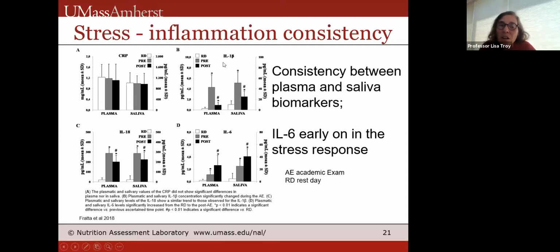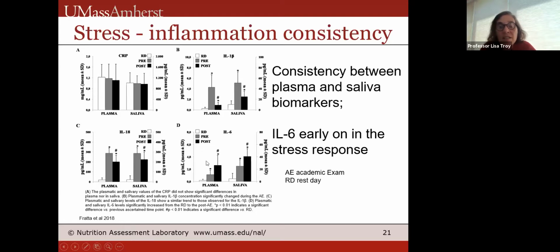We didn't really talk about IL-1 beta. It's another common marker. And here what you see is in the plasma and the saliva, we're showing the same effect: from the rest day, before the exam the stress response is higher, but after the exam, it's also higher than the rest day, but it's significantly lower than before the exam. So there's some relief that's happening with IL-1 beta. IL-18, the same thing, we're seeing a similar response.